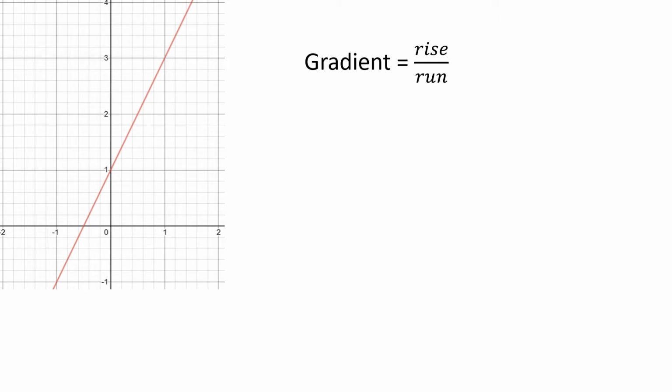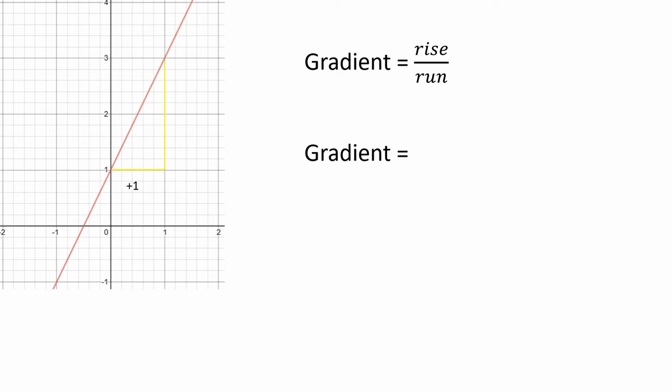So if we have a look at the graph in the top left-hand corner, we can see that our run, we'll do our run first because it is the easiest. It goes from 1 on the y-axis, and we're going to go all the way over to 1 on the x-axis, so where that yellow line is. And we can see that that is one place, it's plus 1.